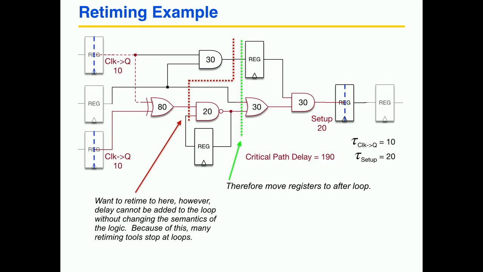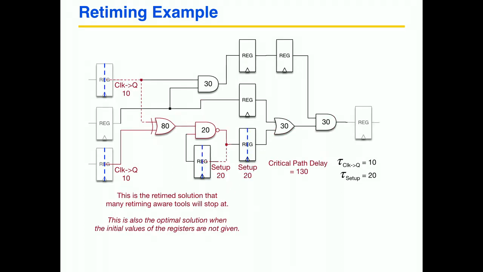Right? So we move the two registers to after the loop. So if I move the register through here, I have to duplicate it. I have to put it here and here. And then when I move it through here, I'm going to have to put 2 registers here. And we'll have another one up on that path. So that's what I've showed here. Right, so that's what it looks like after we've done it.